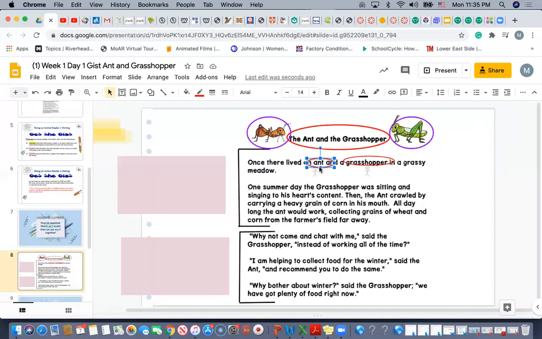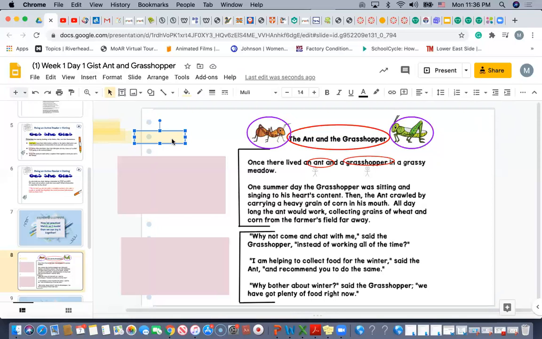Now, to highlight the most important information, we use these little bars over here. And when you click on one and move it, that's what we're going to use as our highlighter, since we can't use markers on the computer. So I'm going to continue to read, and I'm going to model picking out some of the important information.